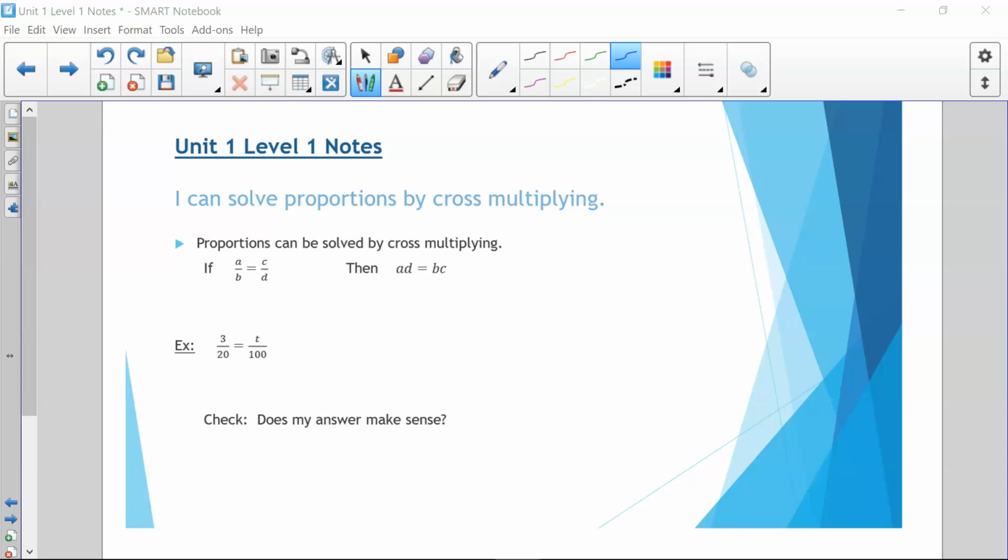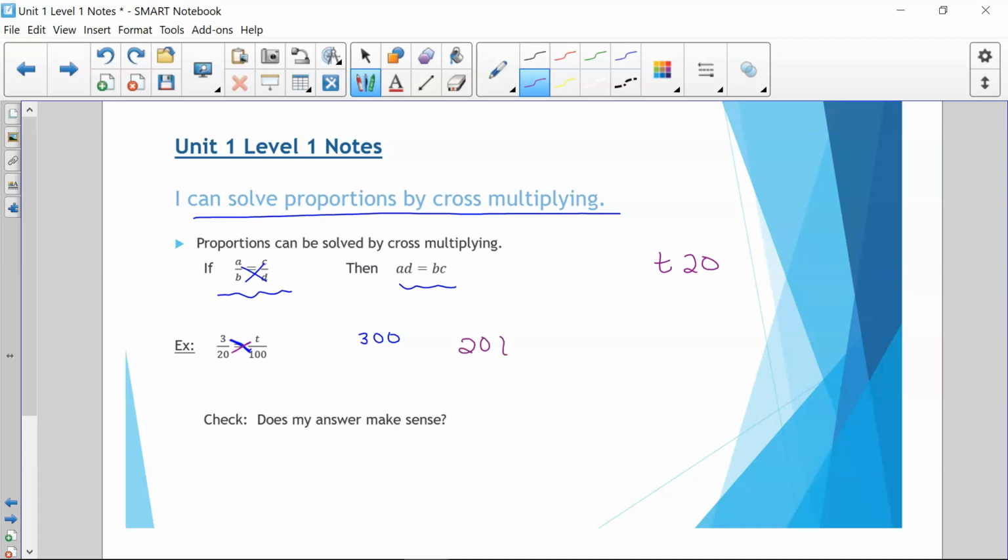Let's try that again. So I can solve proportions by cross multiplying. And here's the rule again. If you're given a fraction, then the cross products are equal. So let's do a times d here, which is 3 times 100, 300. And then let's do 20 times t. And instead of writing t times 20, I'm always going to put the variable second. And we're cross multiplying. The cross products are equal, so I can throw an equal sign in there.